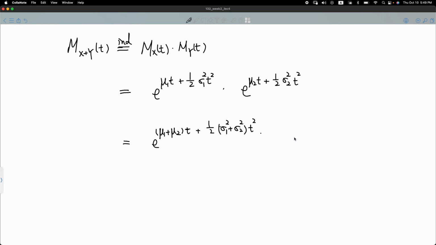Let me write it down in text then. The moment generating function of X plus Y. Okay, so now the question is, by looking at this expression here, what can we conclude about the distribution for X plus Y? Does this expression look like something that we have seen? So isn't this just the moment generating function for a normal distribution, right? Except that we have a different parameter here.